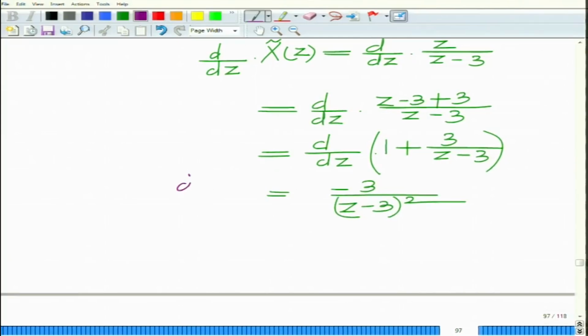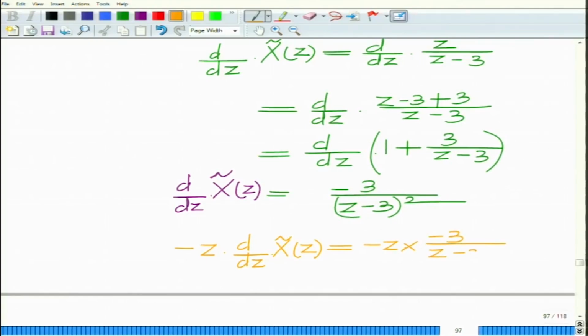So, this is your d over dz of X tilde(z). Now, minus z d over dz of X tilde(z) is minus z into minus 3 by (z minus 3) whole square. This is basically 3z by (z minus 3) whole square.